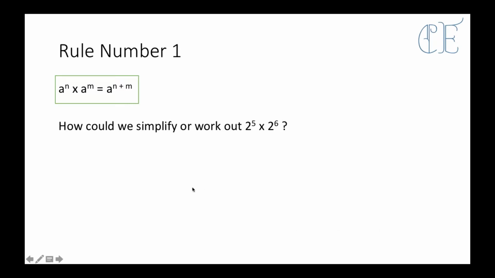Now if we look at the rule over here, we can see that whatever number is here and whatever number is here, as long as these numbers are the same, so these are both an A, and here these are both a 2, as long as they're the same, we can just add these two powers together. Can you see? You can just add those two numbers.